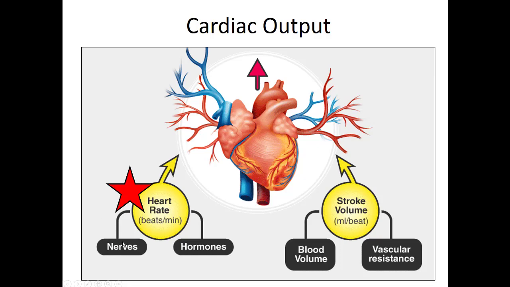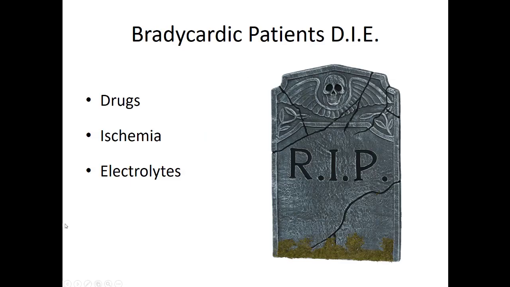And so heart rate depends on nerves, right? We were just talking about electrical conduction, and some of it can be due to hormones, namely adrenaline or epinephrine. That'll be important in a minute. And then stroke volume, that's how strong the heart muscle is, right? And then what kind of vascular tone the patient has and how much volume there is. But today we're going to focus on the rate because that's an important part of cardiac output.